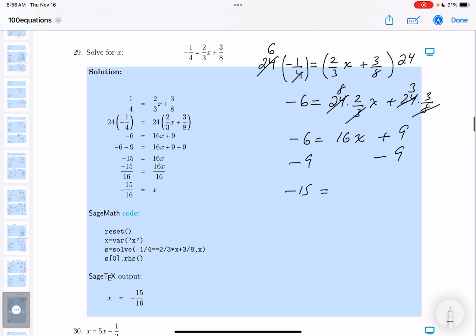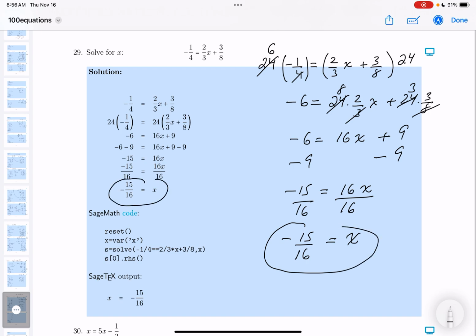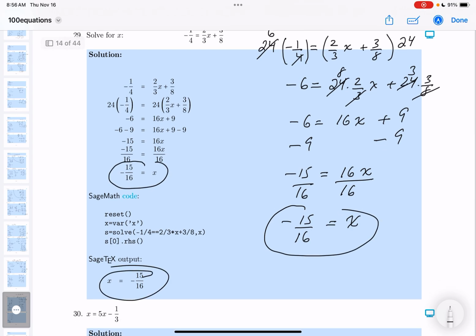Minus 15 equals 16x. Now, what do you do? Divide both sides by the variable's numerical coefficient. And what do you get over there? Minus 15 over 16 x. This is the answer. All right? That's my preference. That's their preference as well, SAGE's.